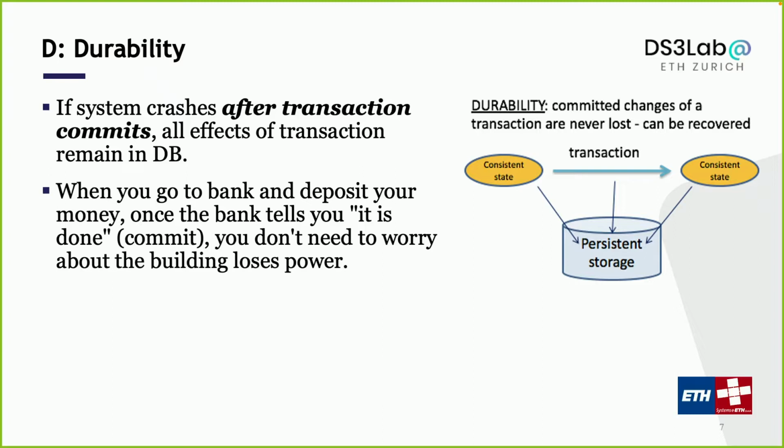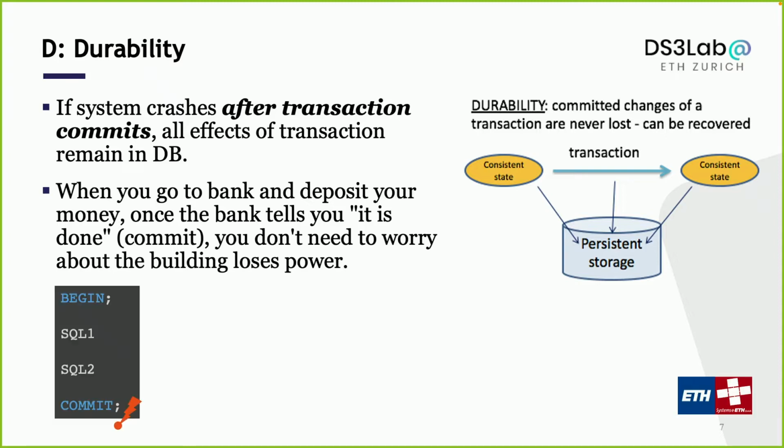You shouldn't worry about maybe the bank losing power, or some system crash. Your expectation is that once the system recovers from the crash, your money is still there, because you told me it's done, right? So if you have a transaction that looks like this, begin, two instructions, and commit, durability says that if the system crashes at this point, after commit, when you recover the database from the crash, you are going to see all the effects from SQL 1 and SQL 2 inside the system.